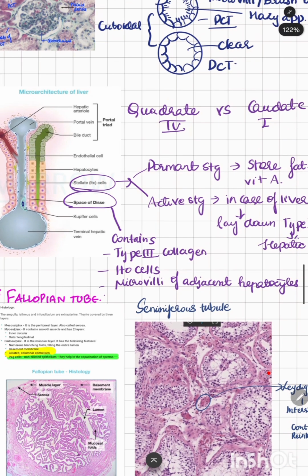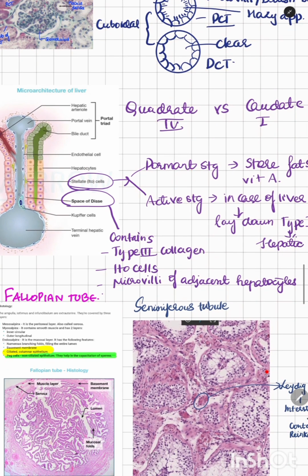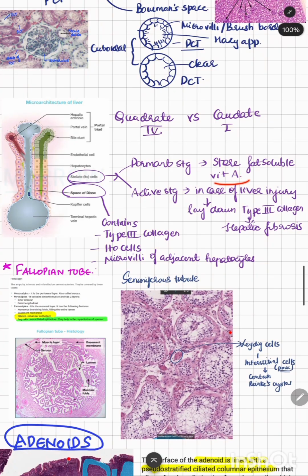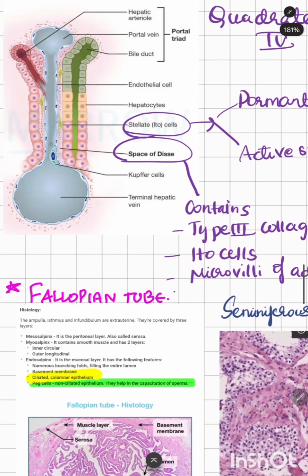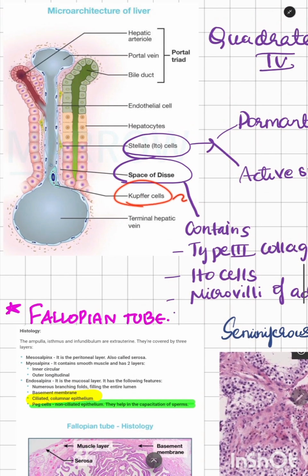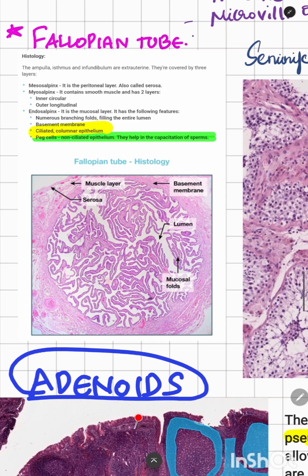Ito cells have different functions in different stages. In the dormant stage, it will just store vitamin A, whereas in the active stage, for example, if the liver is injured, it will lay down type 3 collagen. So it will lay down type 3 collagen, whereas in the dormant stage it is storing vitamin A. This is an important question, right? One more thing about the liver is it has Kupffer cells, which are nothing but the macrophages of the liver. They are known as Kupffer cells.